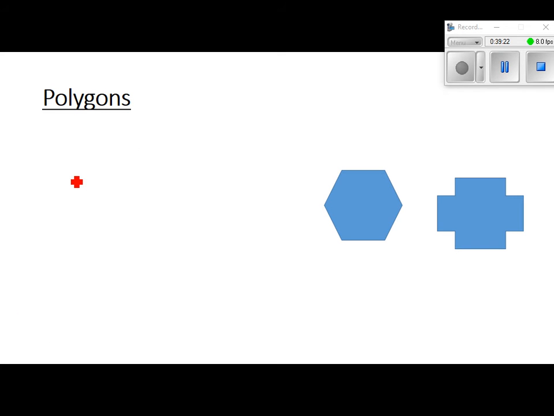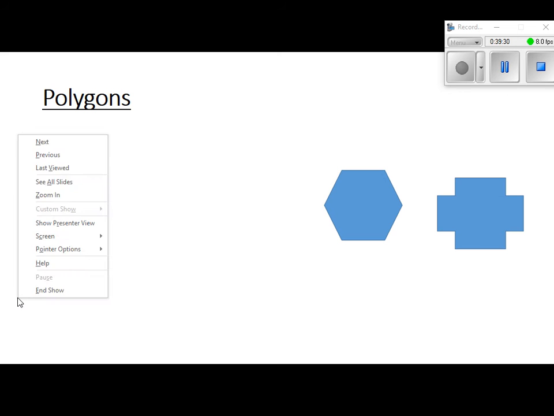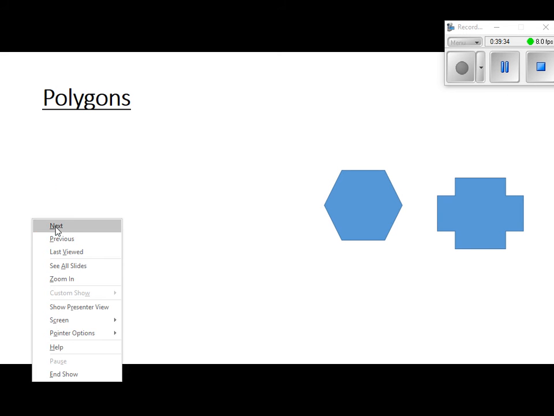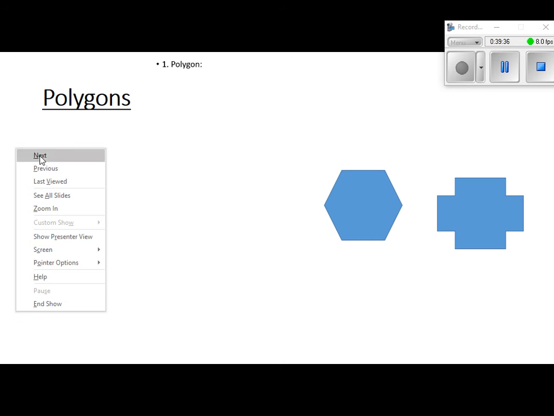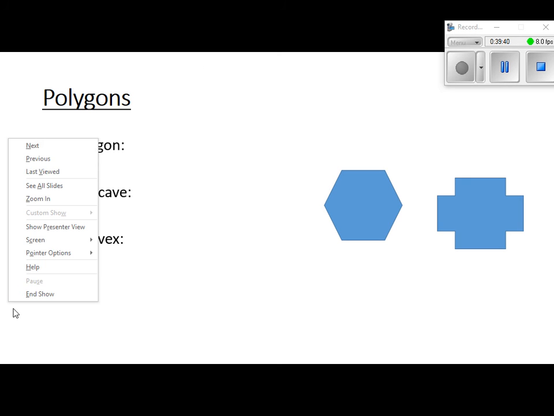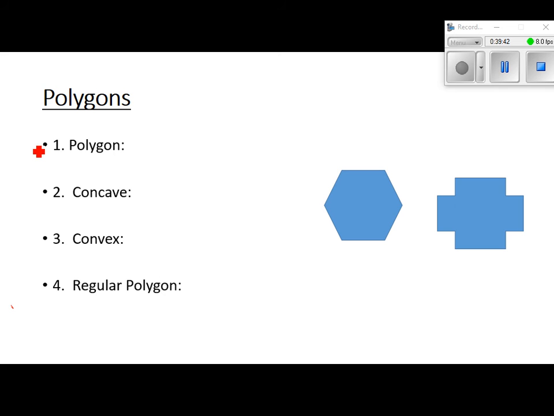Polygons. Is this a polygon? Yes. Is this a polygon? Yes. They're both polygons. Now they're two different kinds of polygons, and that's what I'm going to put up here next. We got these four terms. You're going to write down these four terms, and then I'm going to give you a definition of them.